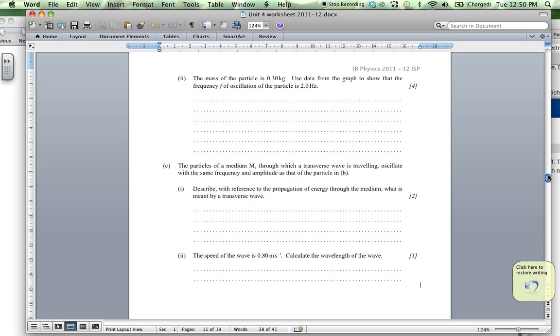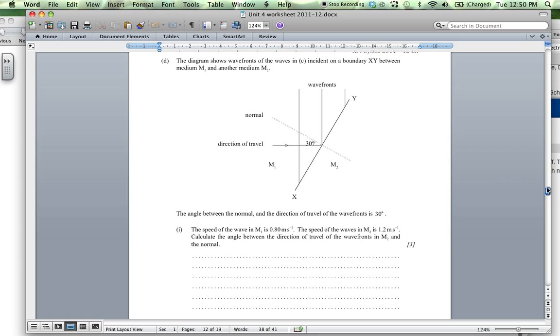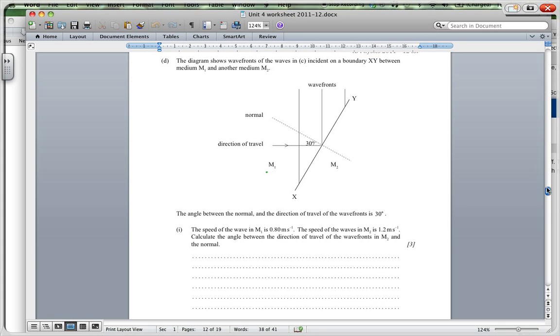Going on to the next question here. Alright, so we have the diagram shows the wave fronts of a wave incident on a boundary XY from medium M1 to M2. The angle between the normal and the direction of the wave is 30 degrees. So here's your normal over here. Now these are your wave fronts. The waves are moving in that direction over there. This over here would be your wavelength, and they are going into a different medium, M2.